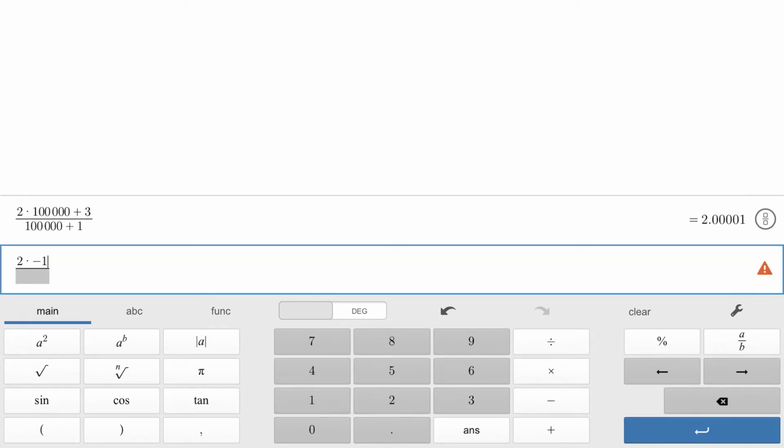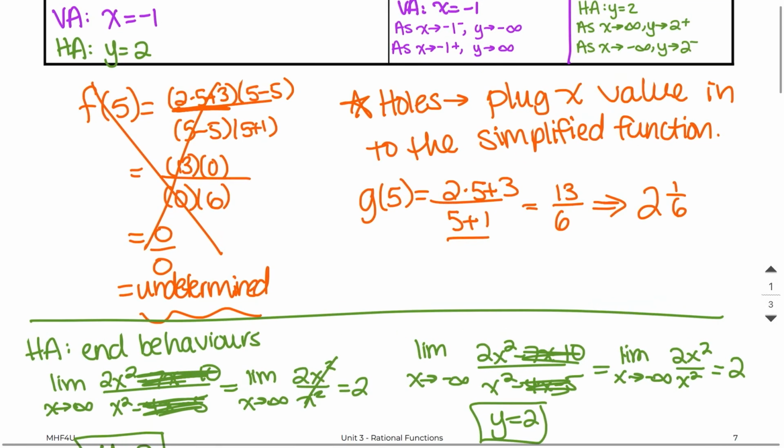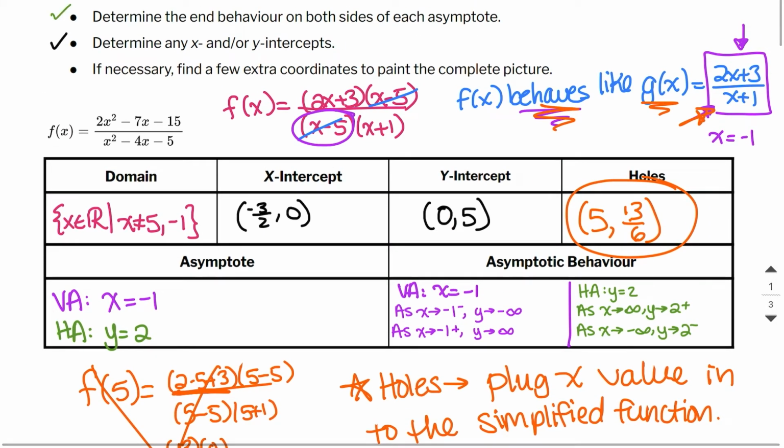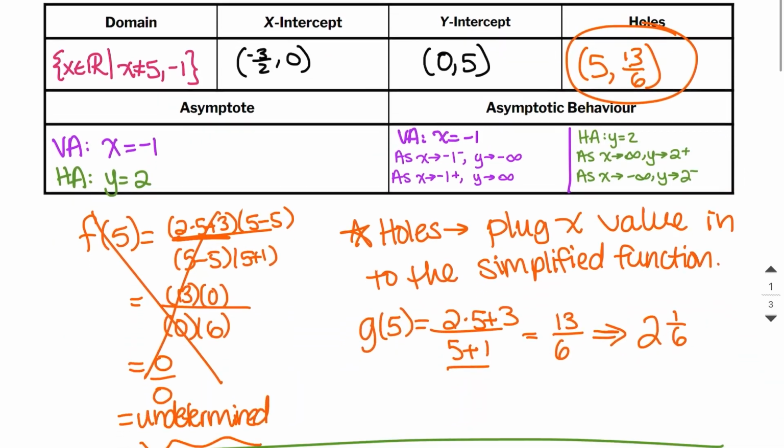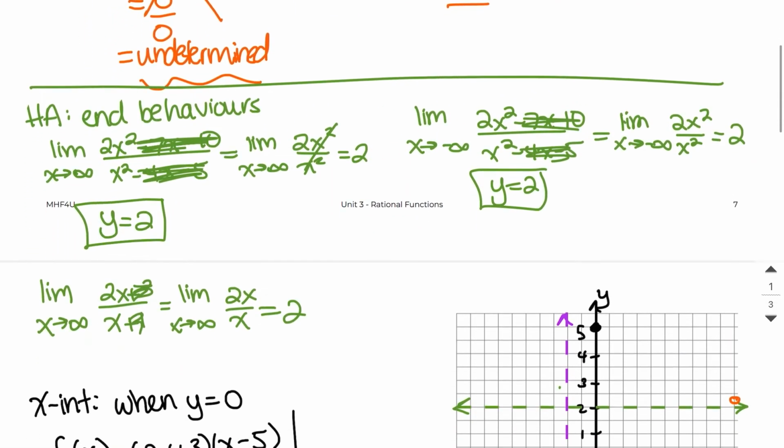So we plugged in -100 plus 3 all over -100 plus 1. This is close to 2, but it's under it. The larger my value is right here, the closer I get to 2, but it's still approaching it from underneath. So we're done with that. It says, if necessary, find a few extra coordinates to paint the complete picture. I think that we have a good idea of what's going on here.